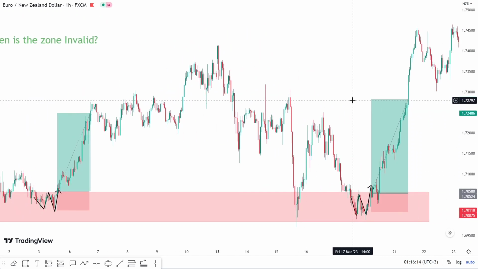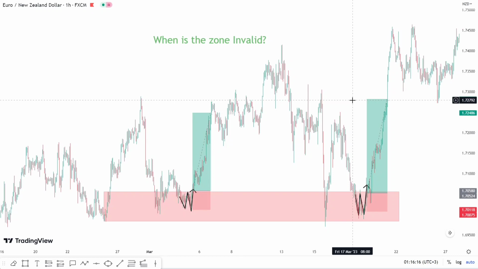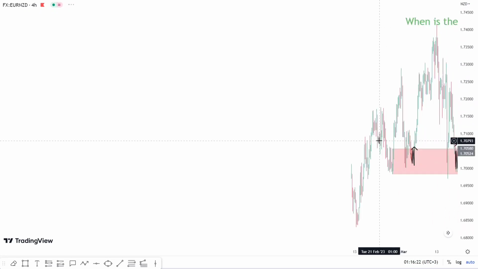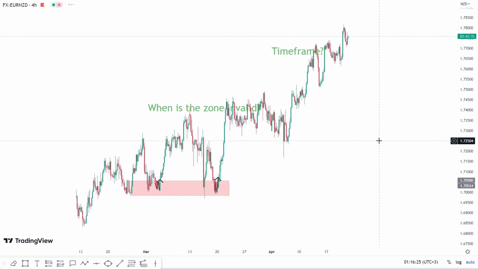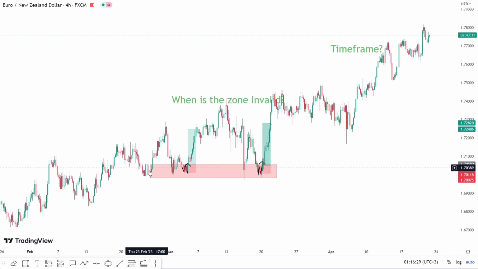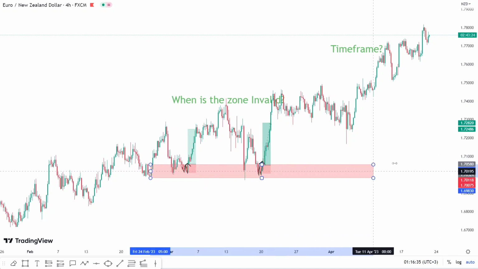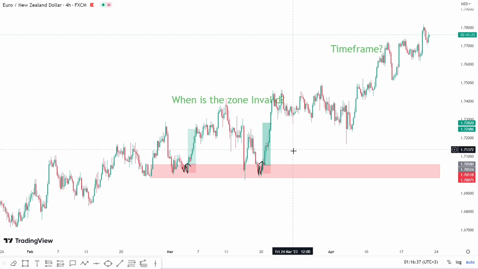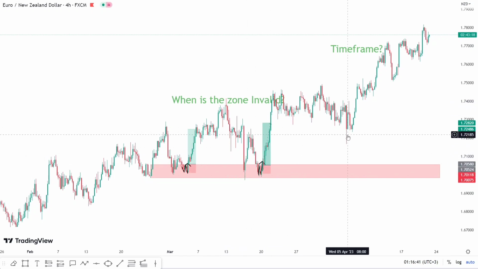But as long as the zone has not been broken, the zone can be used over and over again multiple times. So for instance, this zone that we marked on the 4 hour, currently it was used, I think, about 3 times, because from when we marked, we found our first setup maybe here, second setup, third setup, fourth setup, yeah. But the zone has never been broken. If you look carefully, there's no candlestick that so far has ever come and closed below this zone. So this zone is still valid.